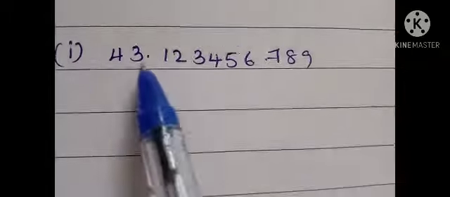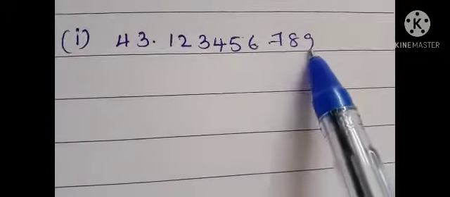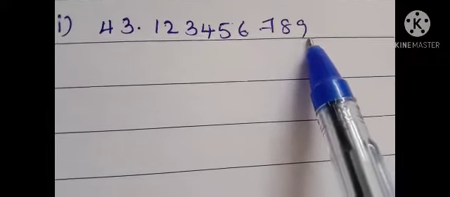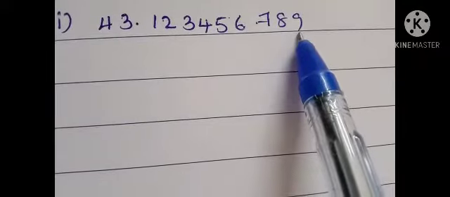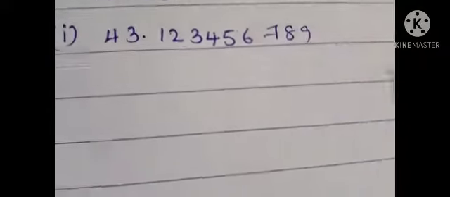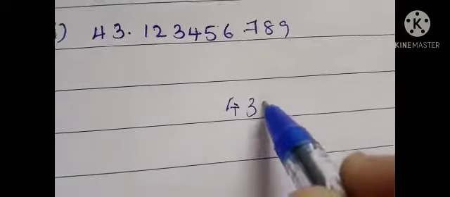Sub question is 43.12345678. This is a terminating decimal expansion, so we can say that it is a rational number. Okay. Then how can we express this in p by q form? It is easy to express.